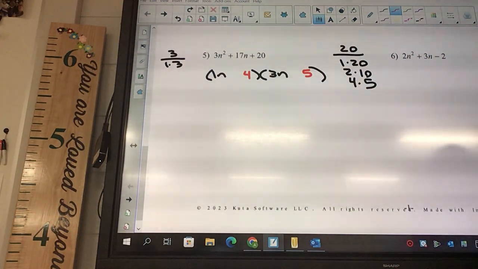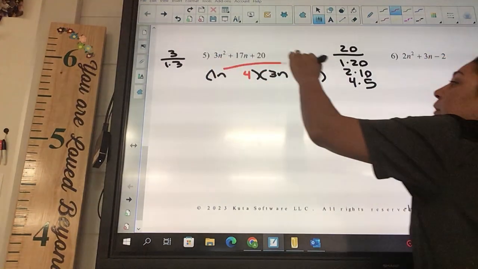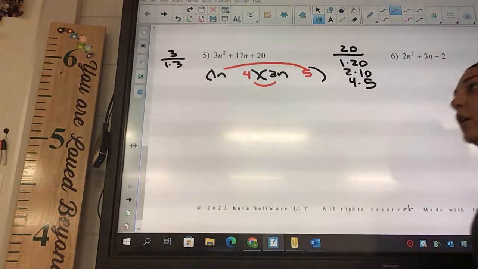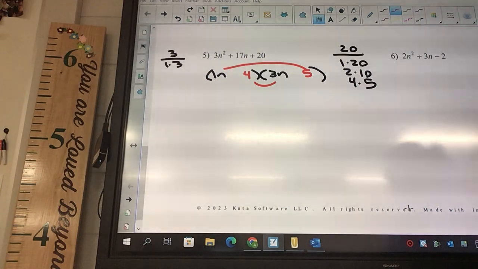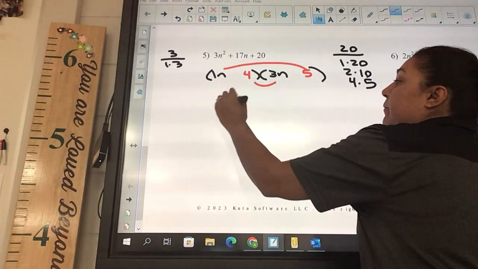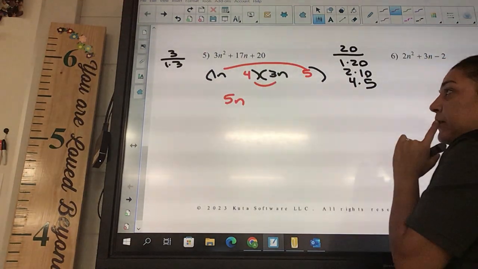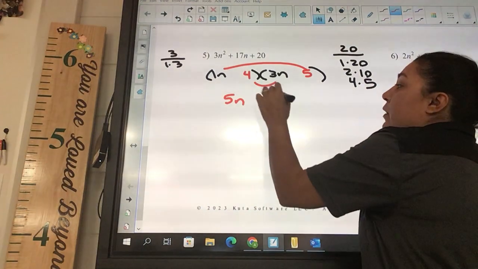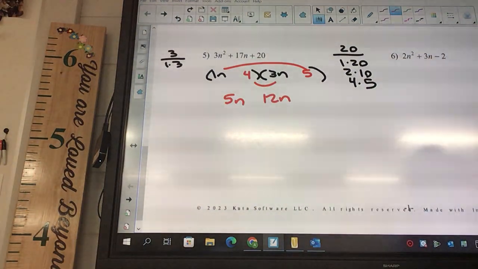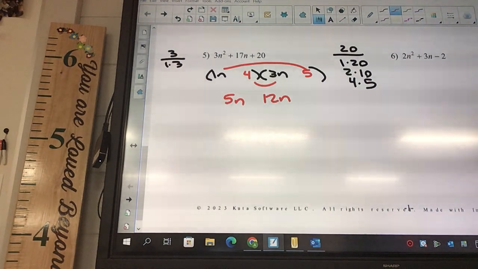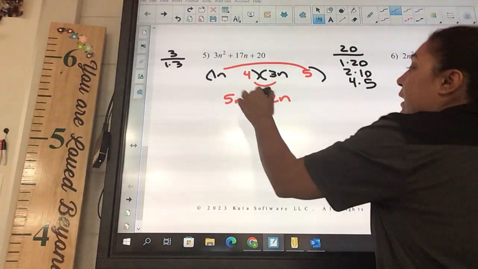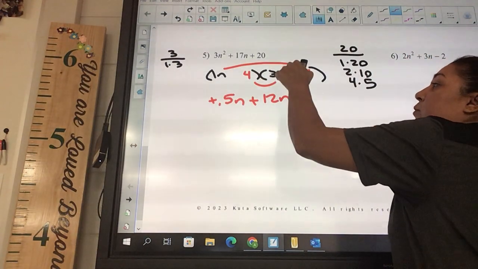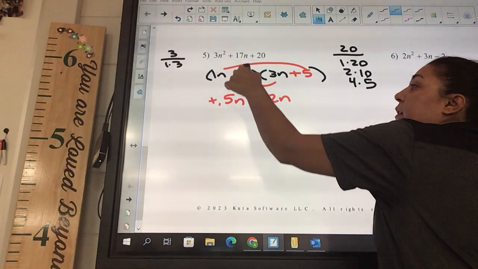Okay, now we're checking the outer and the inner. 1 times 5. 5n. 4 times 3. 12n. Would a 5 and a 12 ever give me a 17? How? I need a positive 17. If they're both plus, okay? And again, this one goes to this one. This one goes to this one.